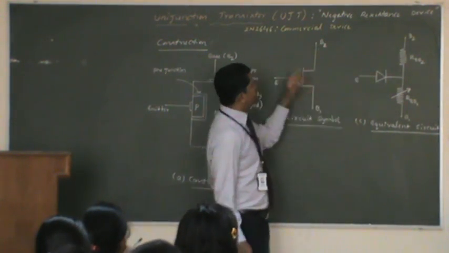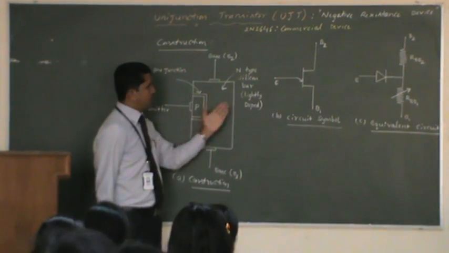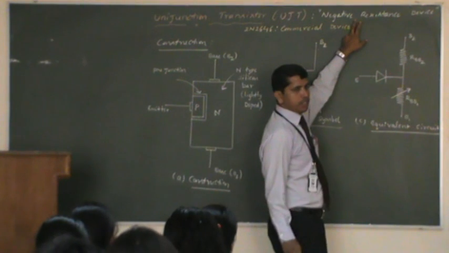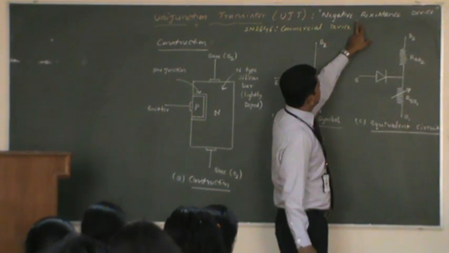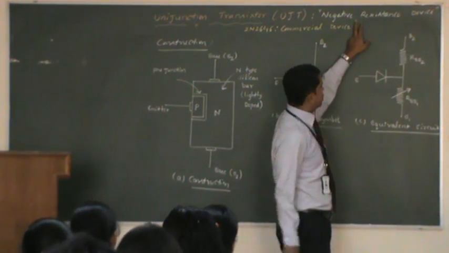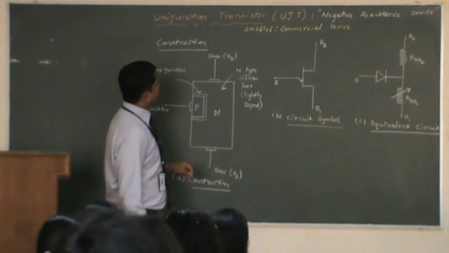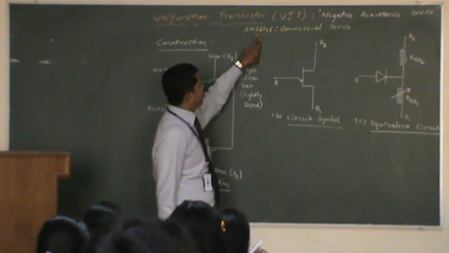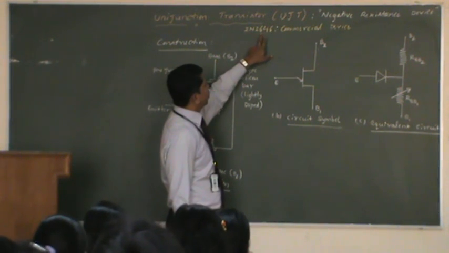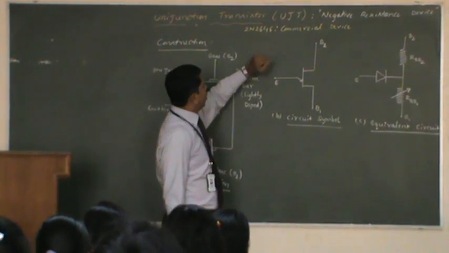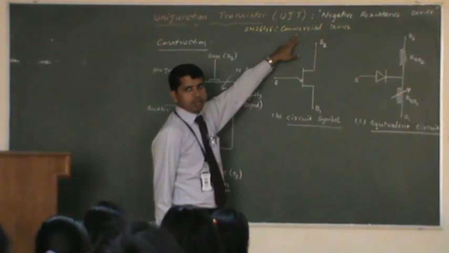Once I plot the voltage-current characteristics for this device, you will come to know where this device exhibits negative resistance, and because of that negative resistance in the characteristics, this device is called a negative resistance device. The commercially available device is the 2N2646, the silicon unijunction transistor. This is commercially available in the market.